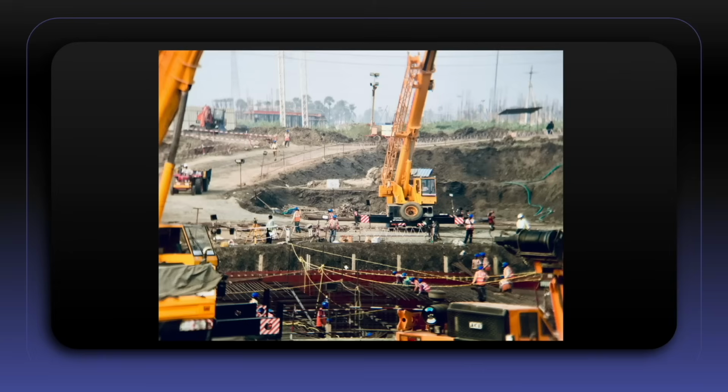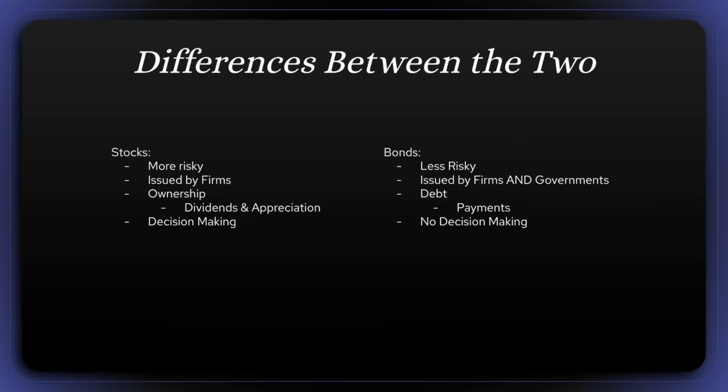An example of a government-funded project could be developing infrastructure, such as buildings, schools, paving roads, and so on. If the government doesn't already have enough funds to do this project, they may issue bonds to raise capital and pursue these projects. So, the differences between stocks and bonds.